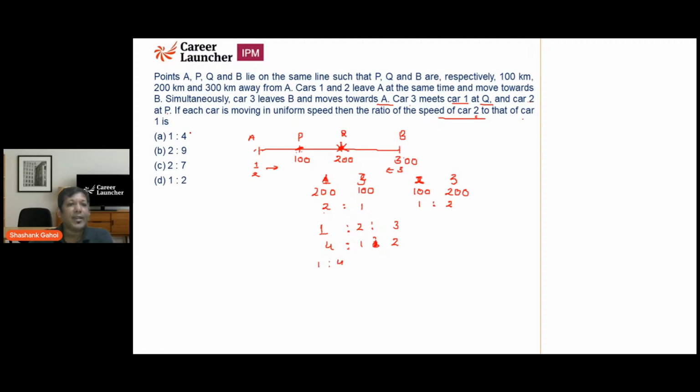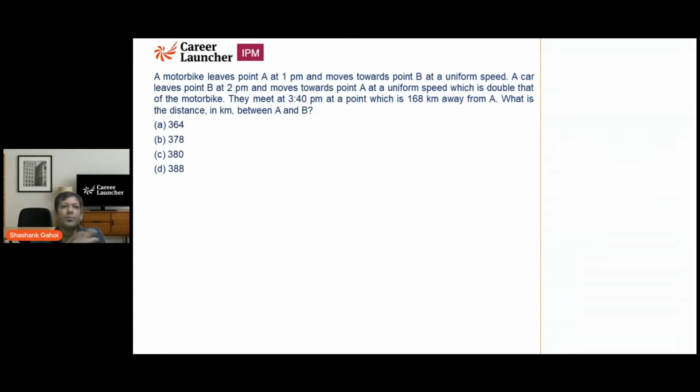And we can directly get the answer without making a lot of equations. By using logic, we can get the answer very quickly. Always remember, when time is constant, speed is directly proportional to distance. When distance is constant, speed is inversely proportional to time. So we can get these answers very easily. Now let's move to this one.